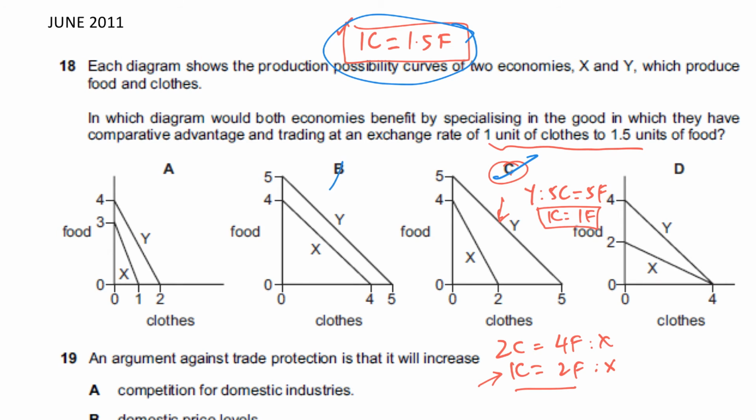Now, you can cancel out B, because B has completely parallel opportunity costs, which means if they are parallel, no trade will take place. And this one says 1C is equal to 3F versus 1C is equal to 2F. Okay, and between this opportunity cost, the exchange rate would not fall. So A can't be the right answer, because 1C is equal to 2F and 1C is equal to 3F is the opportunity cost. So that's why C is the right answer.